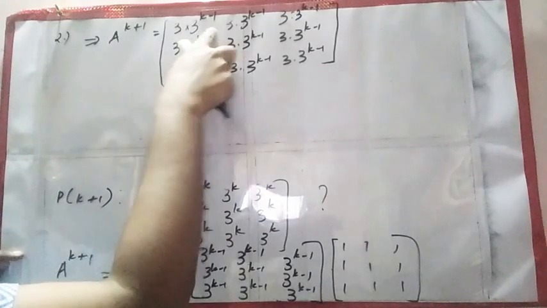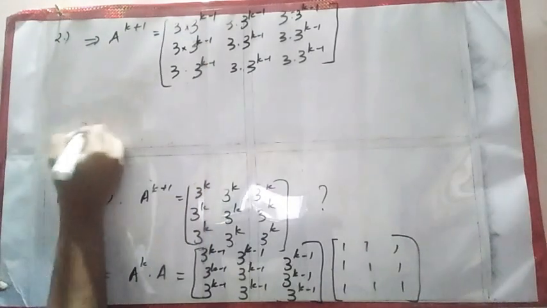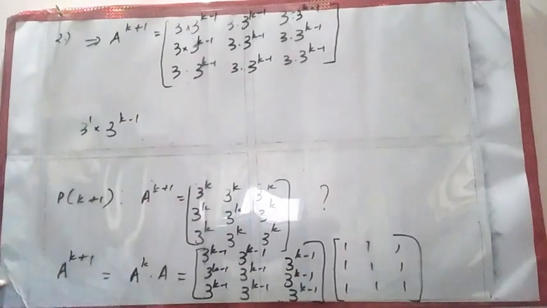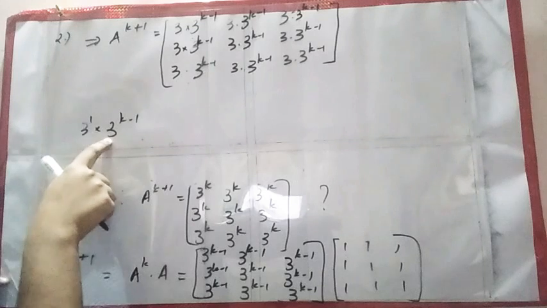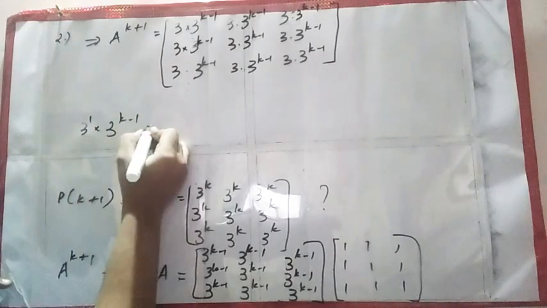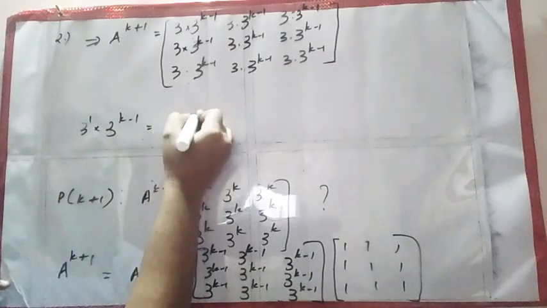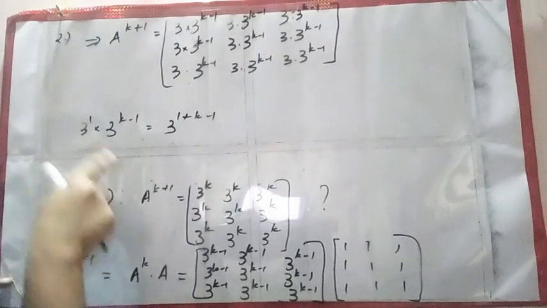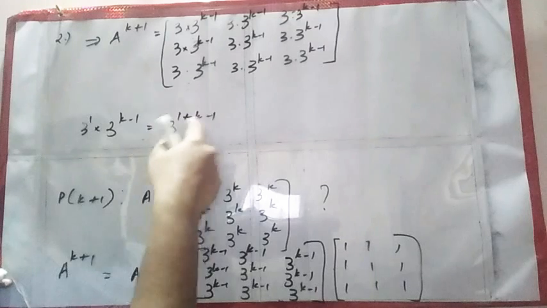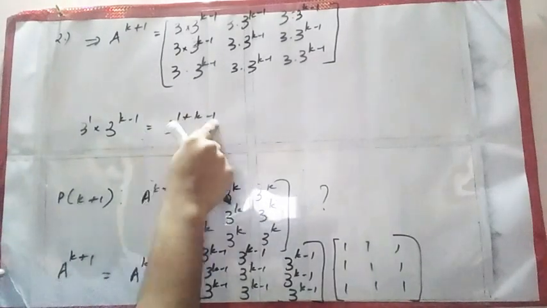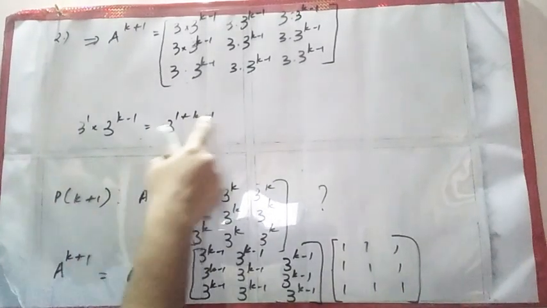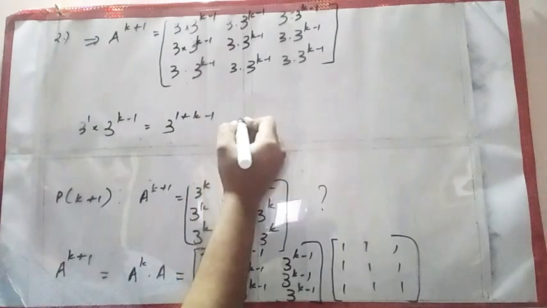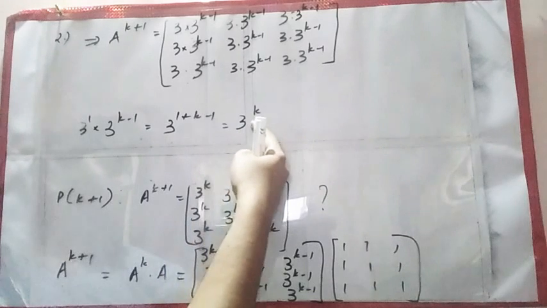So if we consider one single element, 3 into 3 raised to k minus 1, it is 3 raised to 1 into 3 raised to k minus 1. That is equal to 3 raised to 1 plus k minus 1, since the powers get added. Here the plus 1 and minus 1 get cancelled, 1 minus 1 gives 0. So 3 raised to 1 plus k minus 1 becomes 3 raised to k.